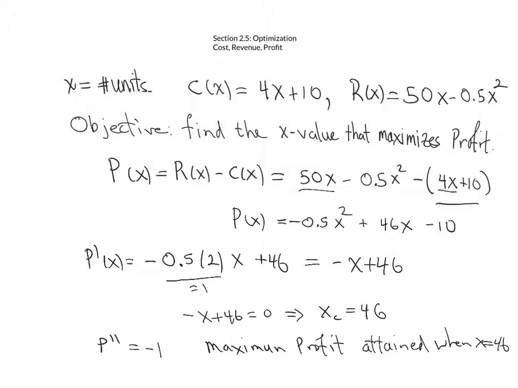And to find the actual maximum profit, I have to plug 46 into the formula for P. So that's this formula right here. And also you can check this. You plug in 46 and you wind up getting the value 1048. Okay? And that's the way to find the maximum profit for this particular example.